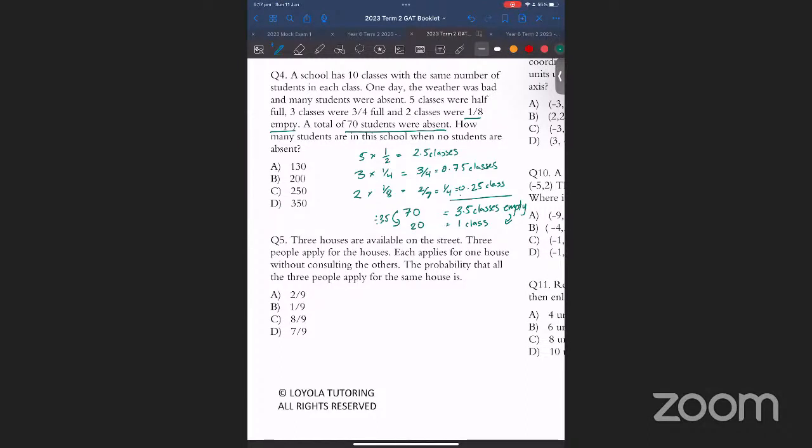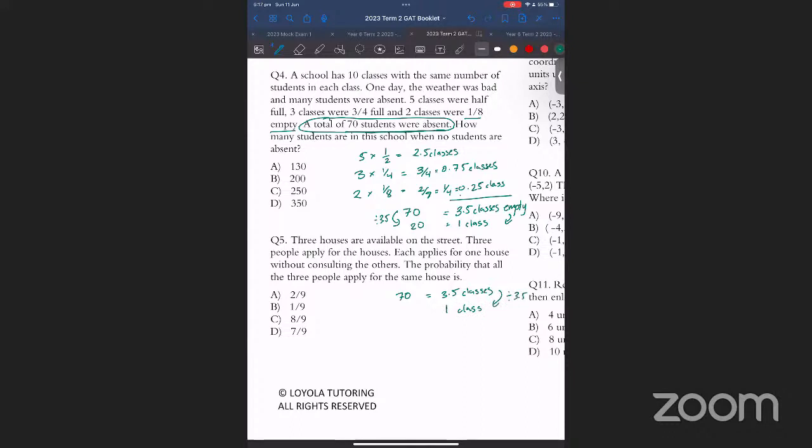So I'll explain that part again. So we found out that 3.5 classes were empty, correct? And we also know from the question that 70 kids were absent. So what that tells us is that 3.5 classes is the same as 70 students. Do you understand? Now I want to find out how many kids are in one class. Now, how do you go from 3.5 to 1? You divide it by 3.5, right?